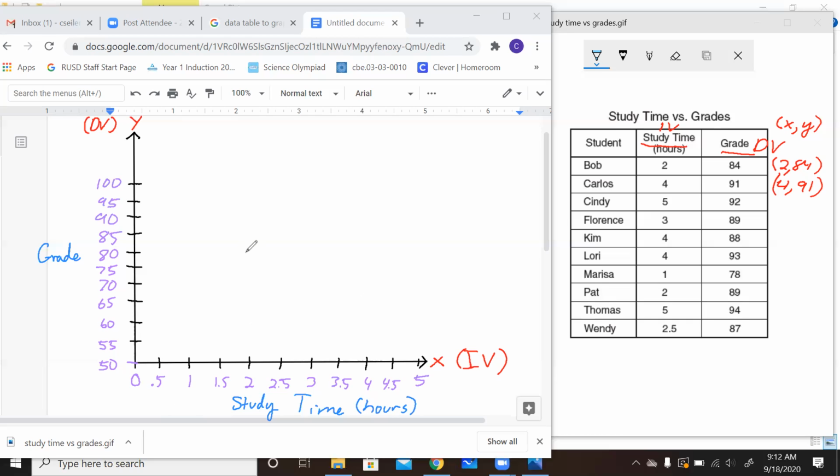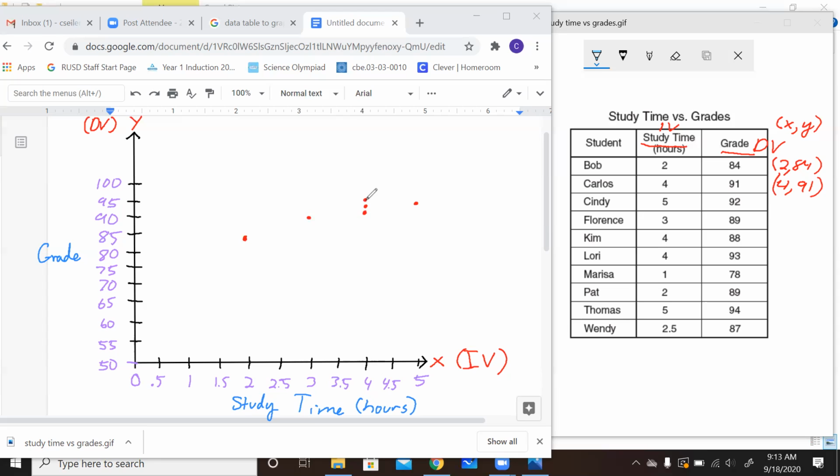So we have 2, 84. So I'm going to go to 2. I'm going to go all the way up to approximately 84. Obviously, my scale doesn't go by 1, so we're going to approximate. We're going to put a data point right there. We have 4, 91. So again, we're going to approximate. We have 5, 92. We have 3, 89. We have 4, 88. It's going to be right below there. We have 4, 93.